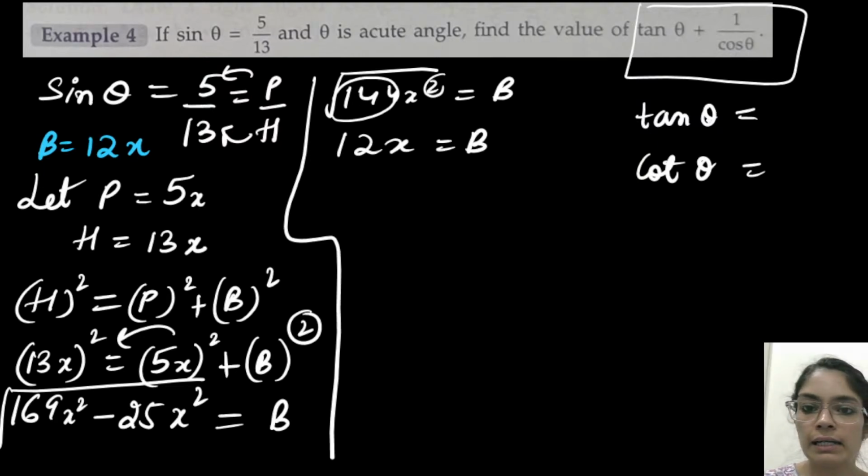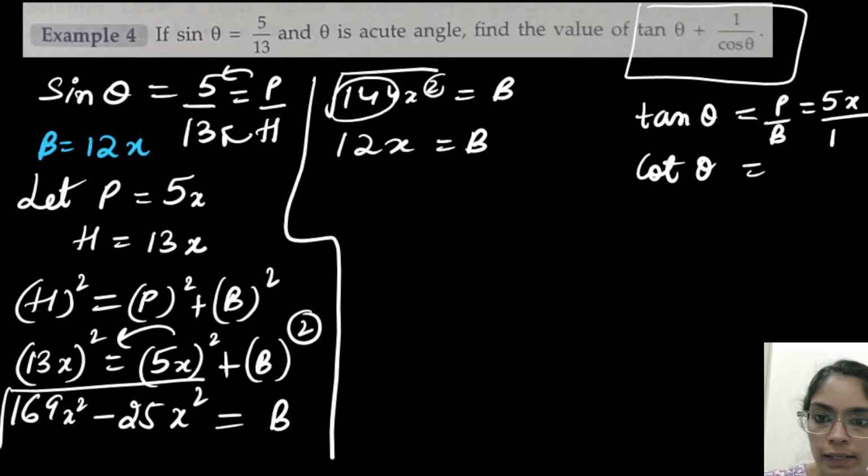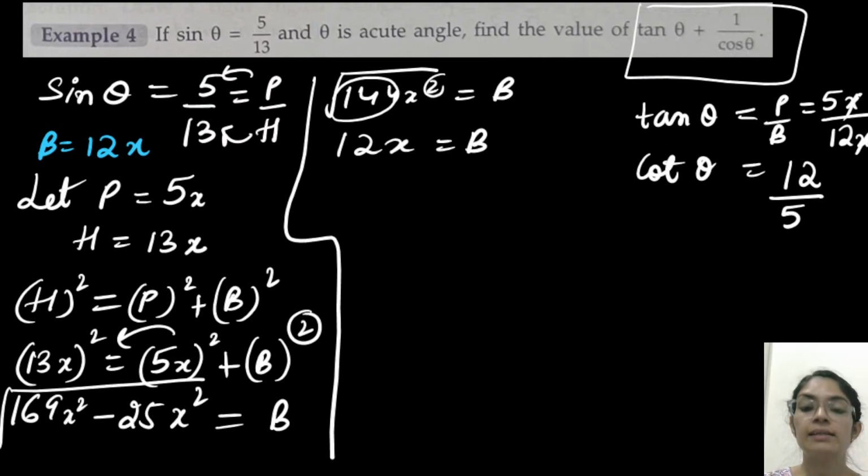Now we need the value of tan. Tan theta is perpendicular by base. Perpendicular's value is 5x and base value is 12x, which we found. x and x get cancelled. So 5 by 12. Cot theta is the reciprocal of tan theta, so directly I can write this as 12 by 5. Shashank has given 18 by 12. Yashwardhan has also given the answer. Okay, let's check. Very good. Both of you have done it.